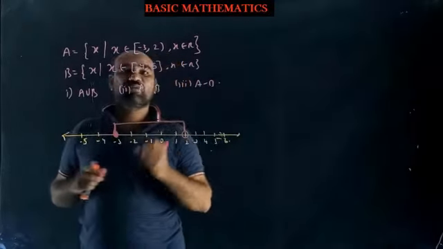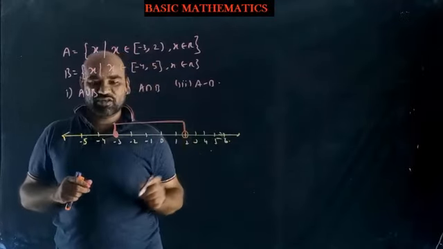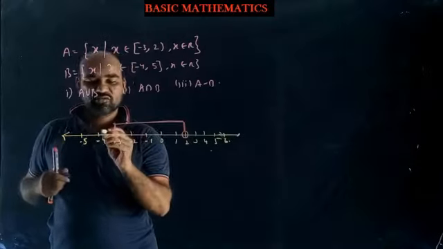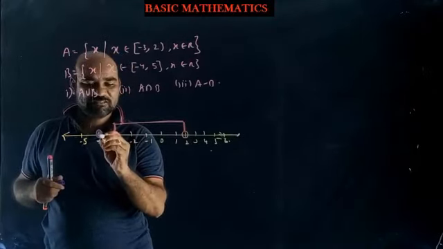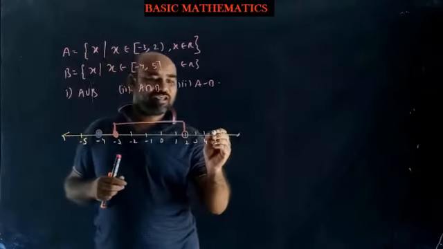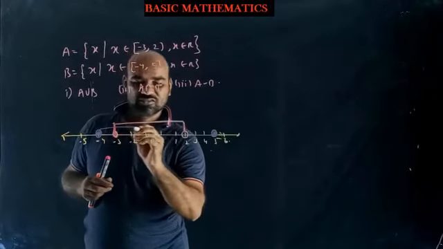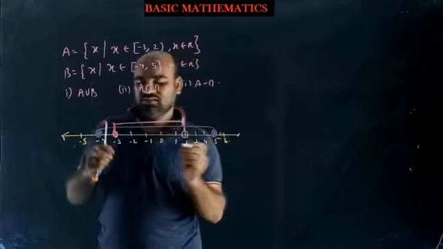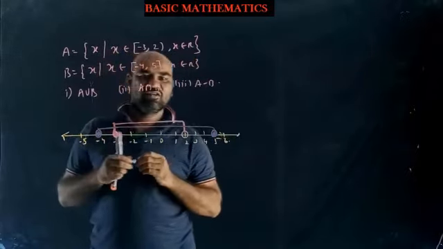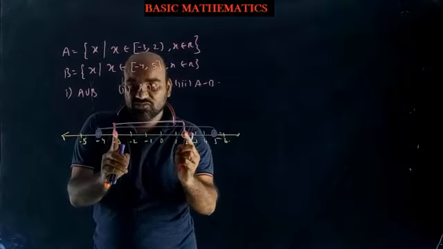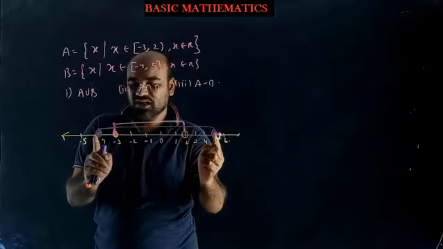Next, set B, closed minus 4 to closed 5. Closed minus 4, I want to use another color. Closed means a thick circle here, to closed 5. So these values are all in set B. Okay. Now what do you want? These values are in the set A. These values are in the set B.